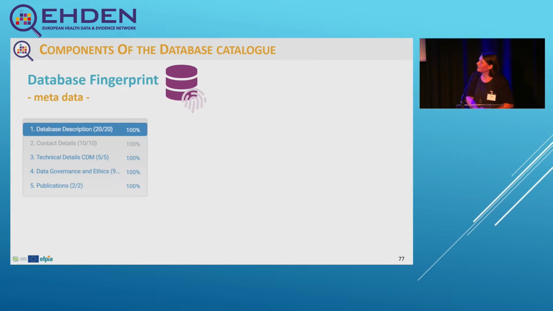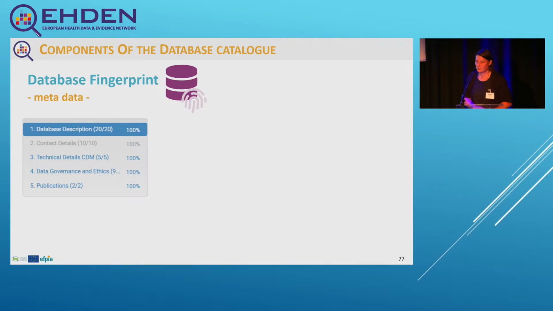And there are 5 subsets of metadata, starting with the database description, which is mainly the name of the organization, the name of the data set, so really high level. And then there's the contact details that's currently blurred out, because I think it was a preference from most of the data partners to actually not be directly contacted, but to have this contact facilitated via EHDEN. So that's what we're doing.